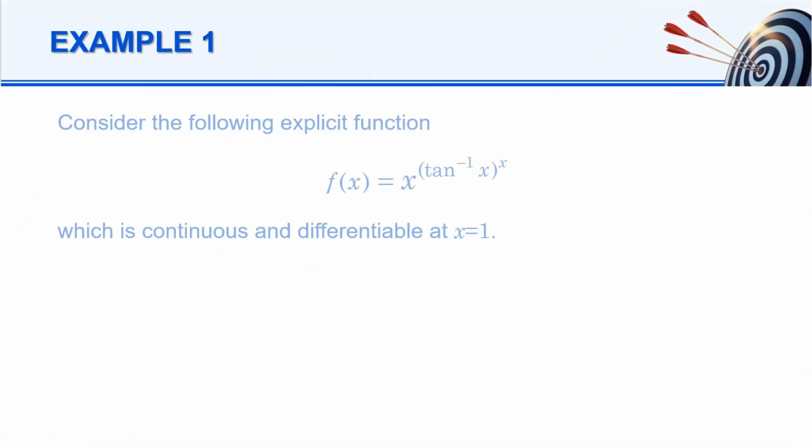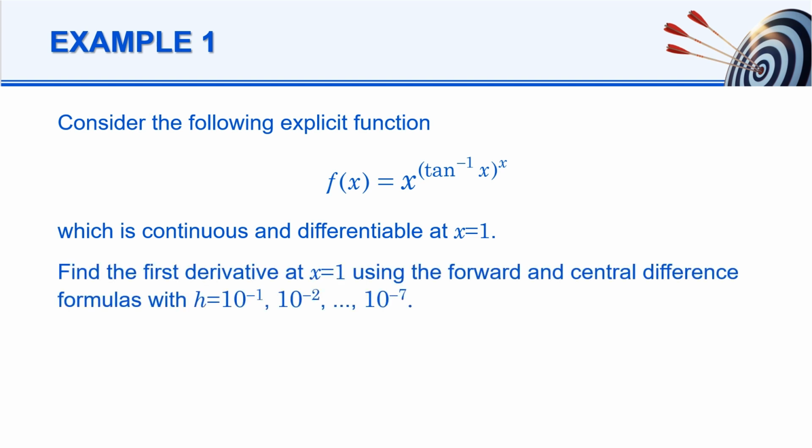In this first example, we consider the following explicit function, which is continuous and differentiable at x equals 1. Find the first derivative at x equals 1 using the forward and central difference formulas with h equals 10 to the minus 1, 10 to the minus 2, down to 10 to the minus 7.